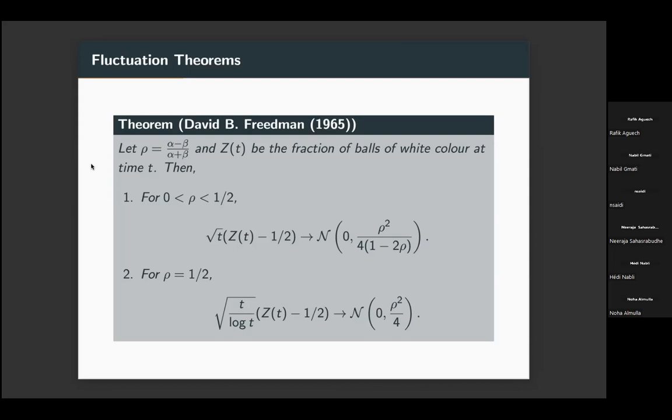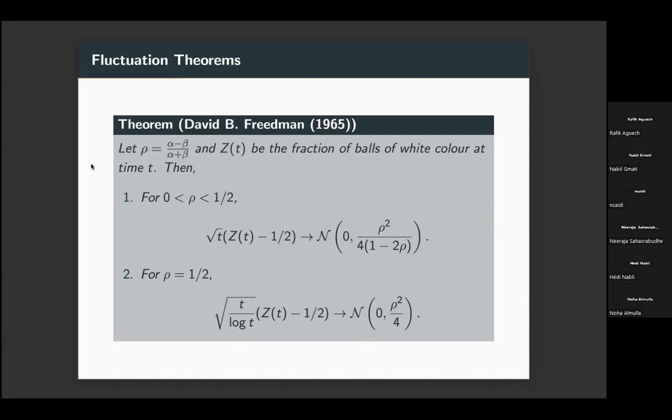We know that Z_t converges to 1/2. So if you appropriately scale it, this converges in distribution to a Gaussian with mean 0 and the variance given by rho squared over 4 times (1 plus 2 rho), where rho is (alpha minus beta) divided by (alpha plus beta). Remember, alpha and beta are the parameters of the Friedman urn. Similarly, for rho equal to 1/2, the scaling changes to square root of t over log t, and the variance changes to rho squared over 4.